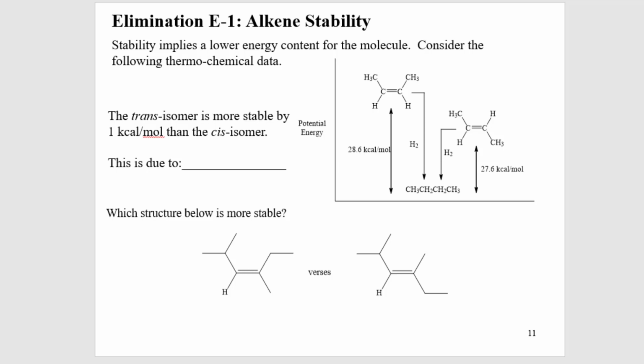This is due to what? Why is the trans more stable? So this is the trans. The two methyls are opposed to one another versus the cis, same side. Why is the trans more stable than the cis? What top 3 answer in organic chemistry could you use to explain this? Well, if you said steric hindrance, you are correct.